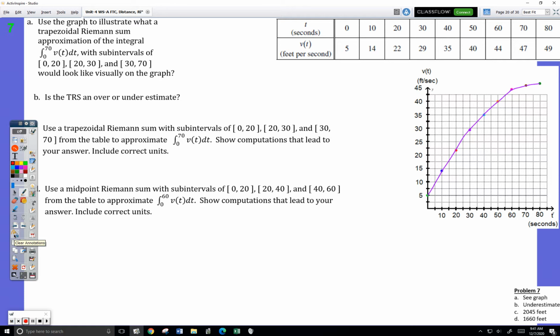Okay, new idea here. This is one Thomas asked about earlier. 7a says use the graph to illustrate what a trapezoidal Riemann sum would look like. We're integrating from 0 to 70. We're supposed to do the subintervals as specified. So we're going to go from 0 to 20. Then from 20 to 30. And then from 30 to 70.